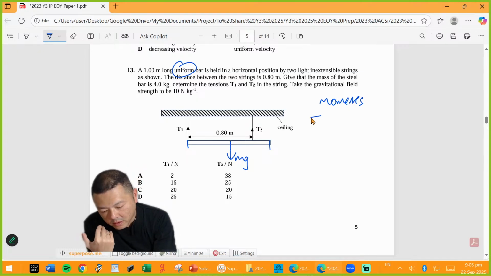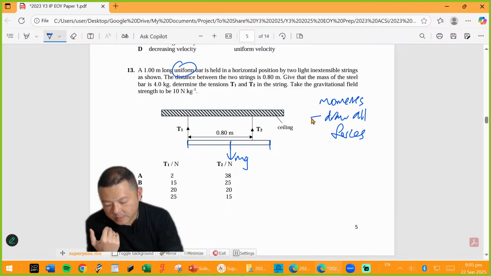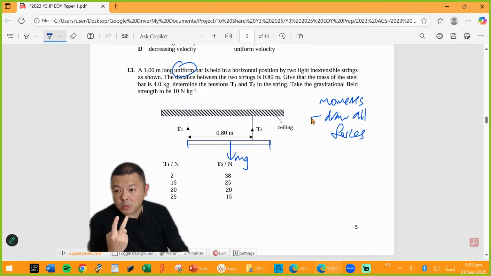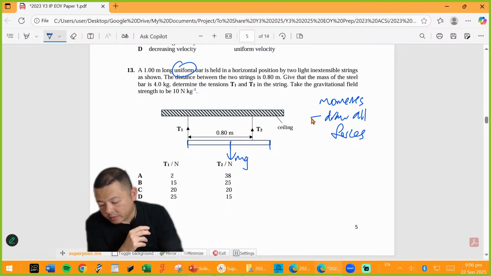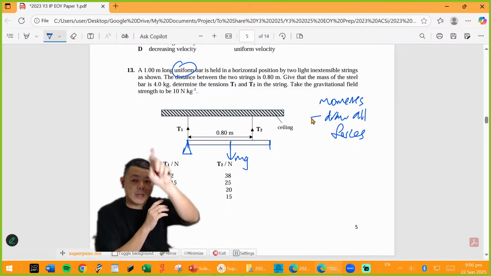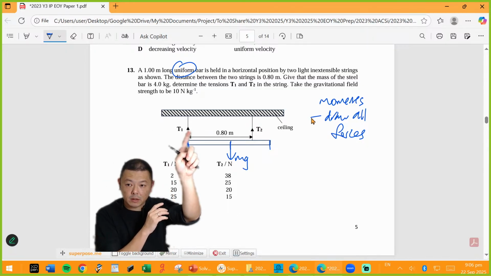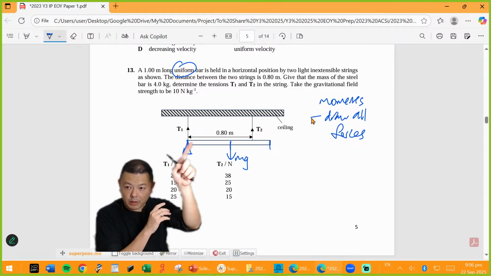So this is the procedure for moments. Number one, draw all forces. Number two, give me a pivot. Where's the pivot? Which pivot do you want? You want T1 to be a pivot? Okay, so we put T1 as a pivot. So if T1 is a pivot, then we don't consider moments of T1. You get it? So now this is the pivot.